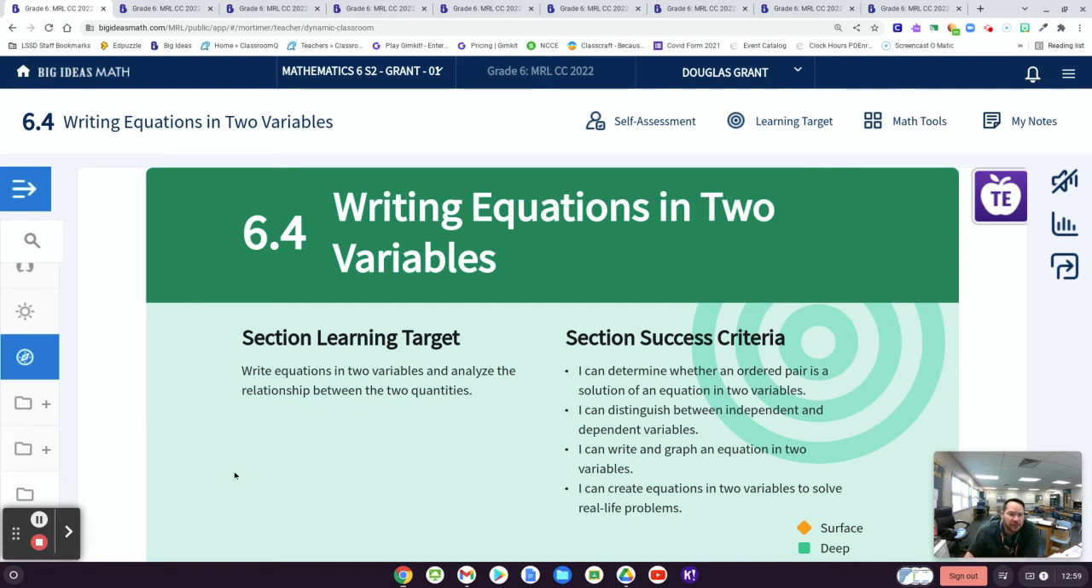Ahoy, mateys! 6.4 is about writing equations with two variables, both an x and a y. So let's jump into it. Here we go.